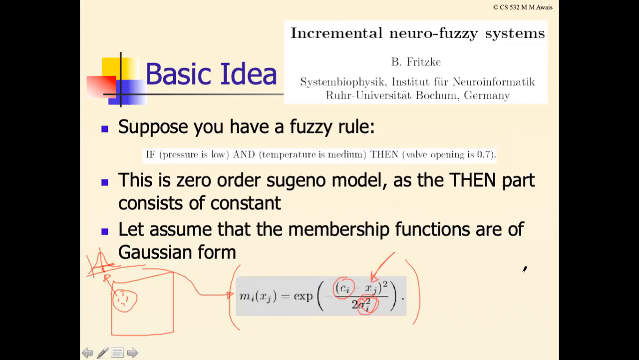So how can you determine the shape of this Gaussian? Yes, the shape of the Gaussian. Is the Gaussian of this shape, or of this shape? Okay. Or is it of this shape? Obviously, this would depend upon the data which you have got, right?